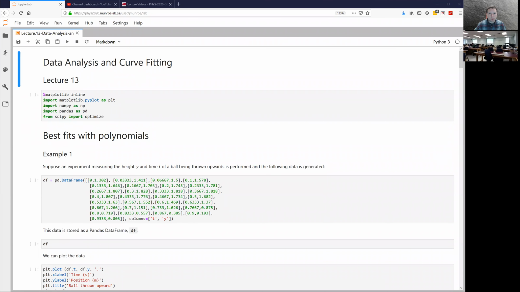Okay then. Well, welcome to Physics 2820, Lecture 13. Today I want to take a little bit of a side trip away from solving analytical problems and focus on some data analysis. So often when you're doing physics, especially experimental physics, you're going to collect some data. And that data is typically going to be recorded in tables, and you're going to have to do some analysis with it.